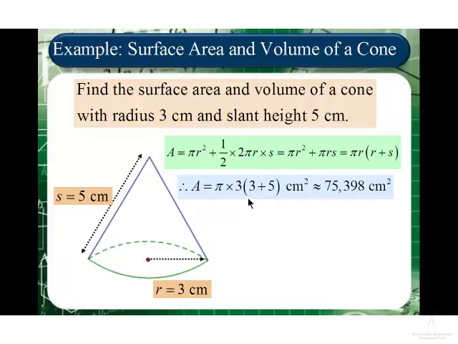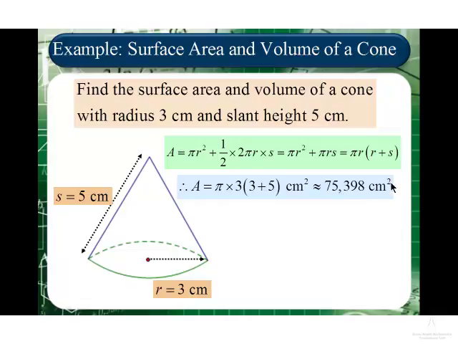So we substitute the values for r and for s as indicated, and we have that the surface area of this cone is given approximately as 75.398 to 3 decimal place accuracy square centimeters, or centimeters squared.